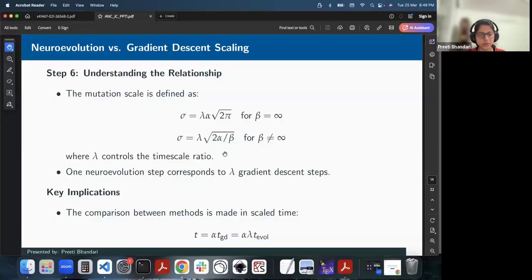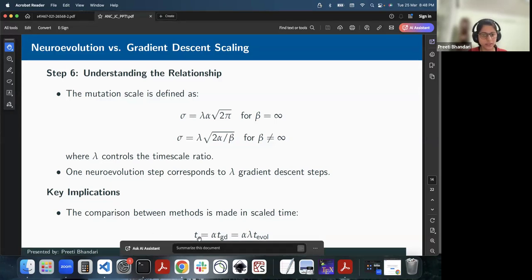And for beta not equal to infinity, you have this beta dependence in your mutation scale. What this means is that one neuroevolution step corresponds to lambda gradient descent steps. So now the time scale is, if you say T in terms of gradient descent and T in terms of neuroevolution, this is how you define your time.